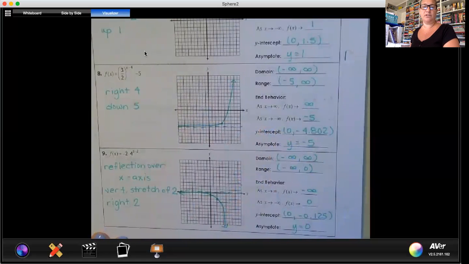Number 9 is a reflection over the x-axis. Notice what happens to your graph when that happens. You have a vertical stretch of 2, and then you move right 2. So your domain is negative infinity to infinity. This time your range is negative infinity to 0, because it's all the way down here until we get to the x-axis. As x approaches infinity, f of x approaches negative infinity. As x approaches negative infinity, f of x approaches 0. Again, y-intercept from the table, 0, -0.125, and your asymptote is 0.